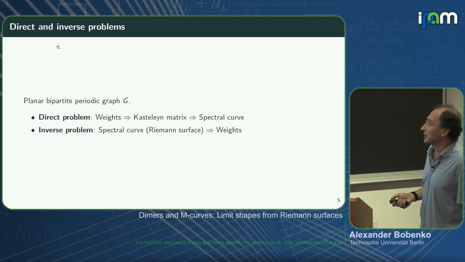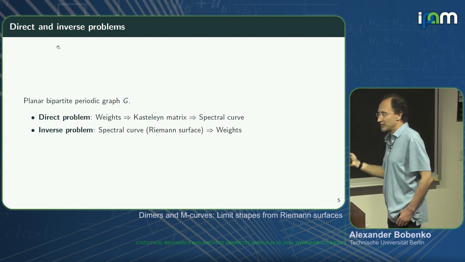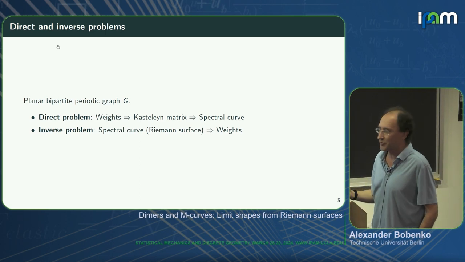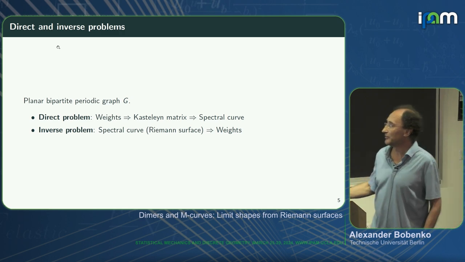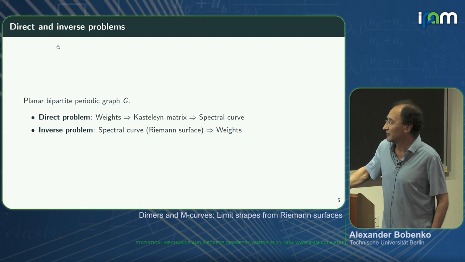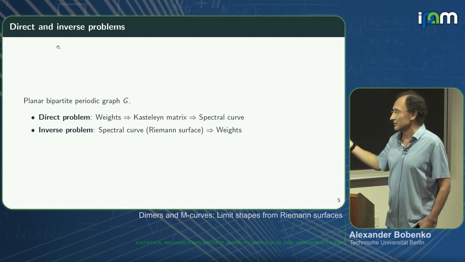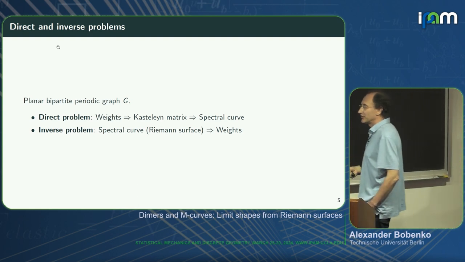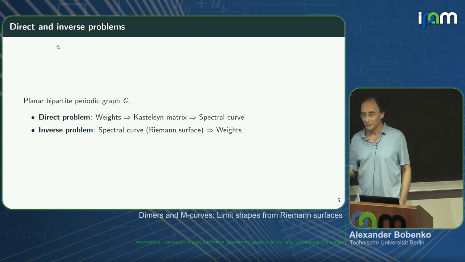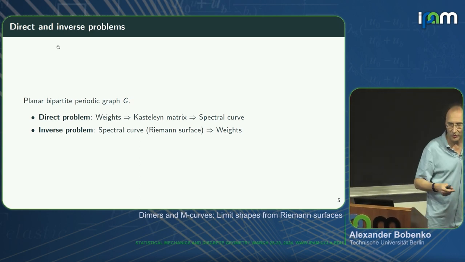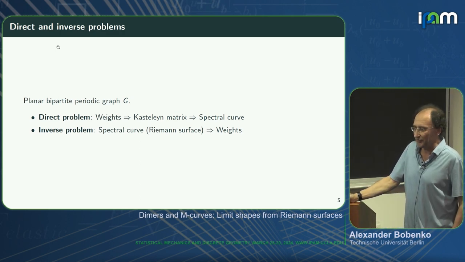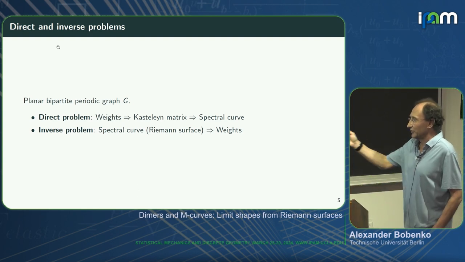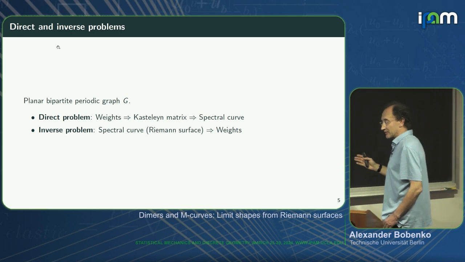Okay, now, what kind of problems might one have here? The direct problem is the following. Consider first in this setup a plane bipartite periodic graph. You consider weights on this graph. Then you construct the Kasteleyn matrix, and using this Kasteleyn matrix, you define the spectral curve. And then you investigate your model using this spectral curve and objects that are analytic on it. So that's the way from weights to spectral data.